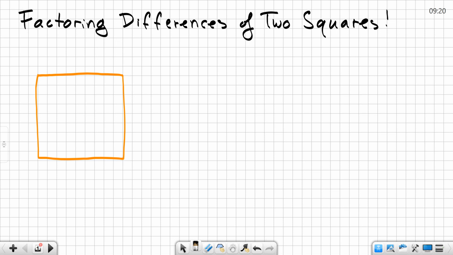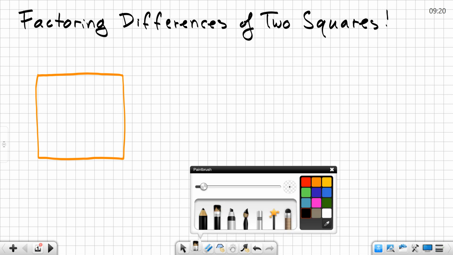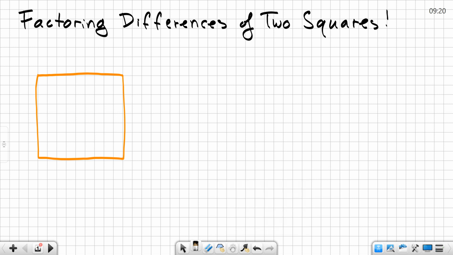Factoring the differences of two squares. So we are still factoring. We have talked about the greatest common factor and factoring by grouping. Let's go ahead and factor something special.